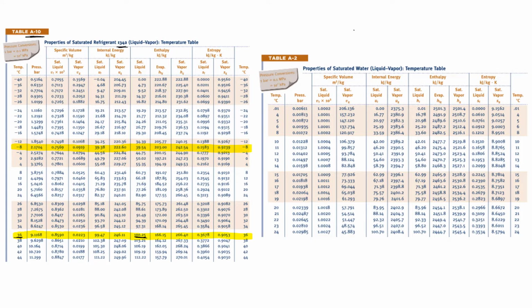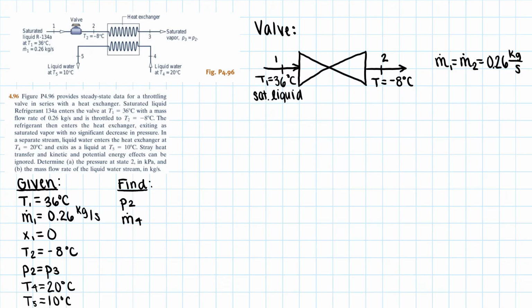We also know that at state 2, the temperature is negative 8 degrees Celsius. For this one, we're going to pull the pressure in bar, and we're also going to pull the HF and HG values. So now that we have the values that we're pulling from that table, we're going to use the values from table A10 to help us answer the question.